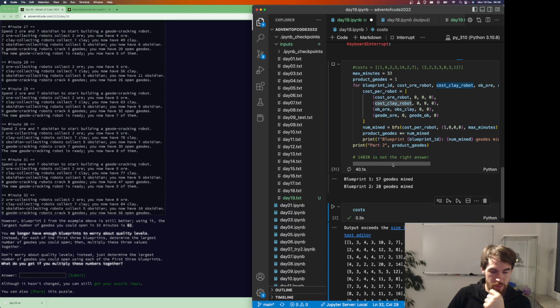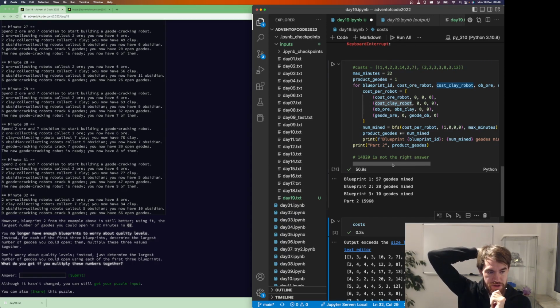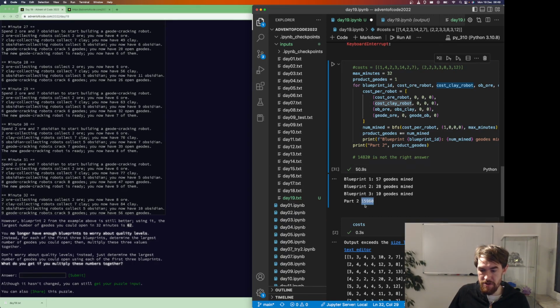So I wonder in which universe it's better to not build these robots immediately, like to not immediately go for geode cracking.